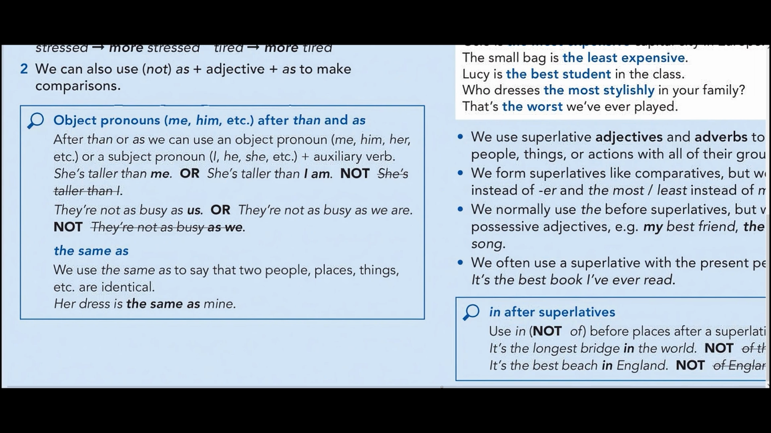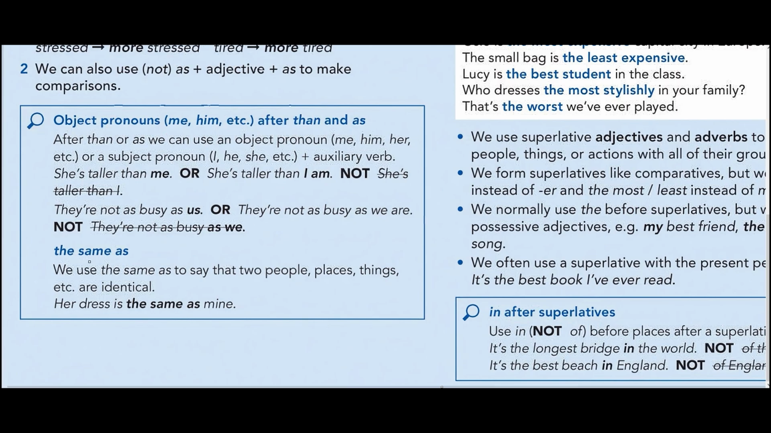Вот и получается, можно сказать she is taller than me, она выше, чем я, или she is taller than I am, это также переводится, она выше, чем я. Но здесь мы используем объектное местоимение, как me, him и так далее, а здесь субъектное плюс вспомогательный глагол. Или там they are not as busy as us, they are not as busy as we are. Вот, пожалуйста, два варианта, можно и так, и так. Конечно, вот это предпочтительно, и вы наверняка вот это увидели больше.